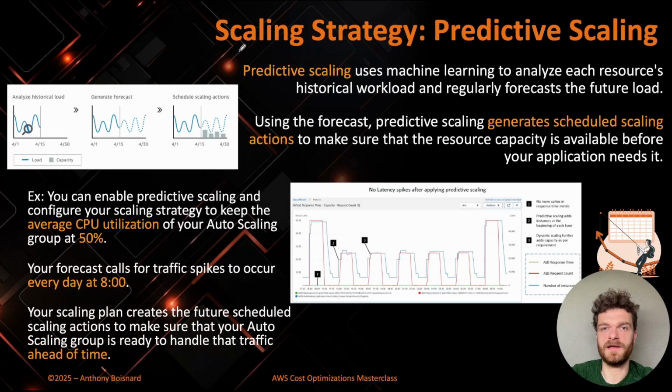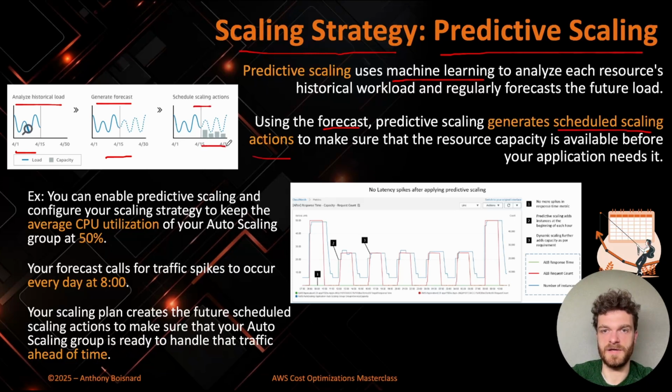The second scaling strategy here is to use predictive scaling, which uses machine learning to analyze each resource's historical workload and then generate a forecast. And using the forecast, predictive scaling generates scheduled scaling actions, you can see here, to make sure that the resource capacity is available before your application needs it.